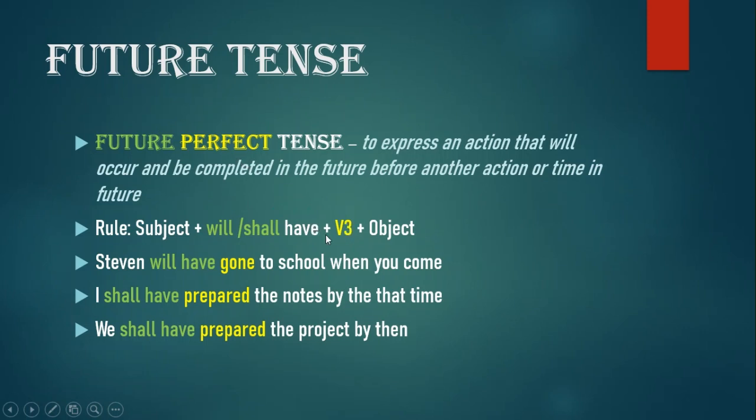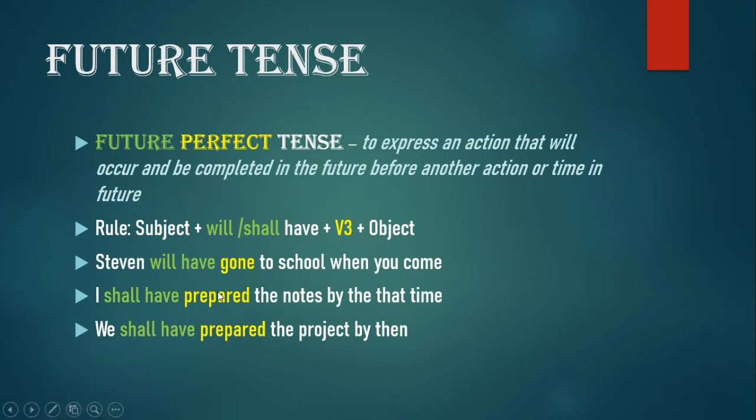So coming to the examples, Stephen will have, that is in future, gone to school when you come. So gone is third form of the verb go. So Stephen will have gone to school when you come. So we are saying that when you will be coming, Stephen would have already gone to school by that time. So that is what the future perfect tense implies. That in future some action would be completed before some other action that would be happening after that.